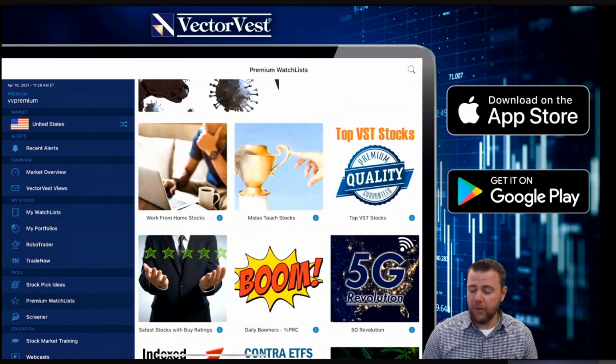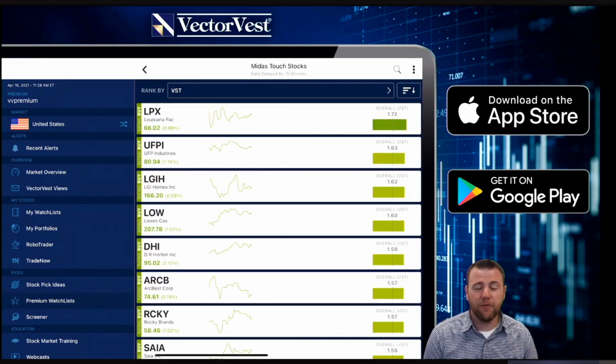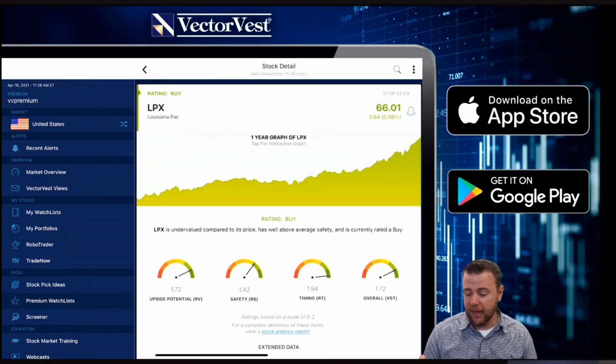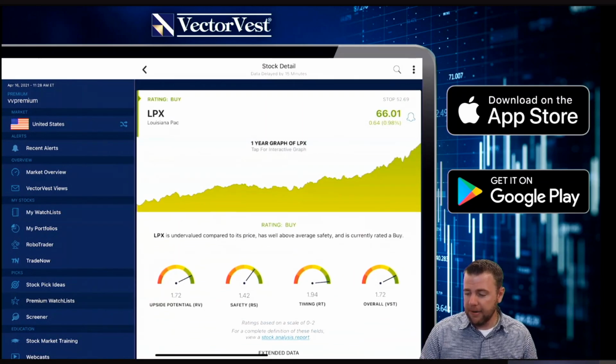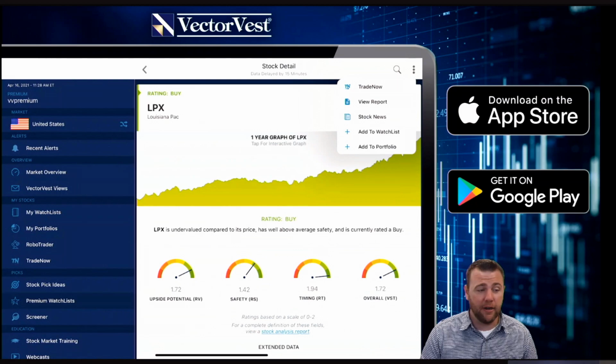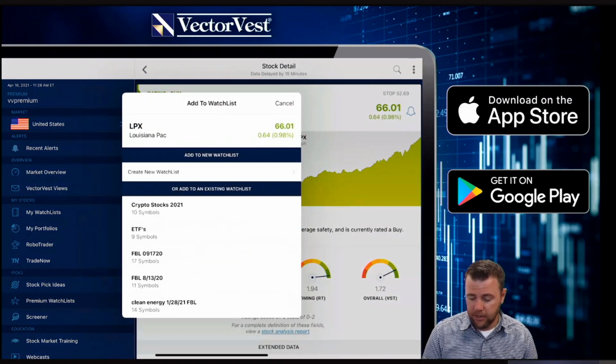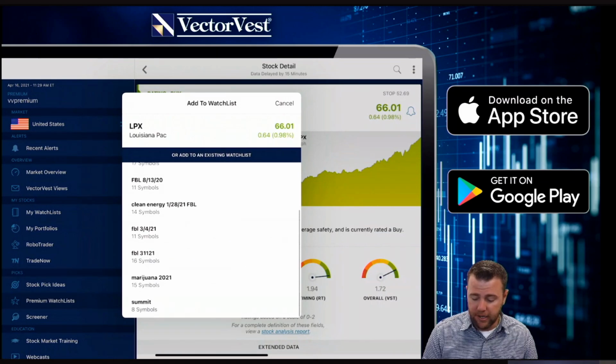So let's say we go into Midas Touch. Going back to our example, markets are blasting off. We're back in April of 2020. Everything's looking good. LPX, I like that. I'm going to add it to my list just by tapping on the 3 icon in the upper right, and I can add to a watch list. Simply select my watch list from here.